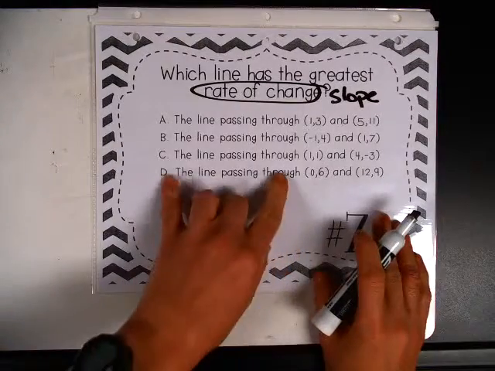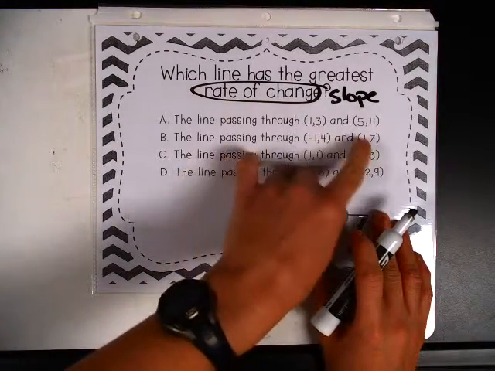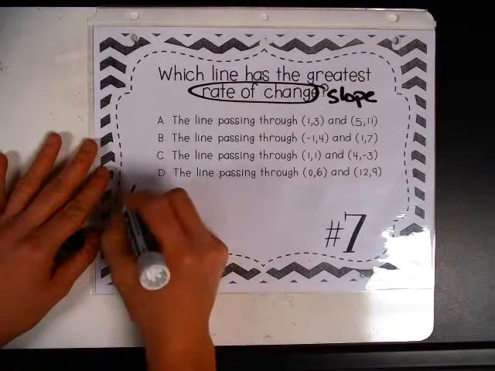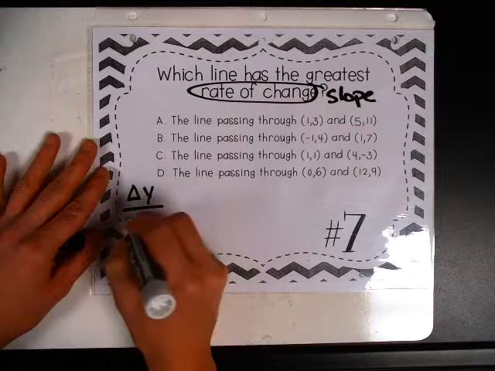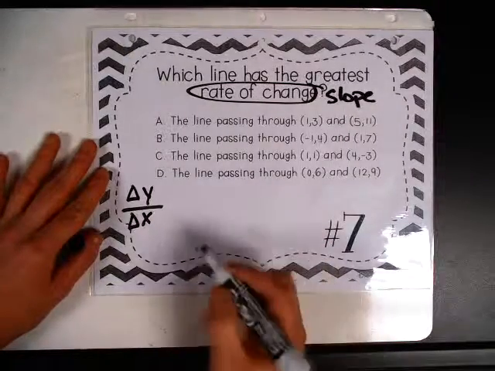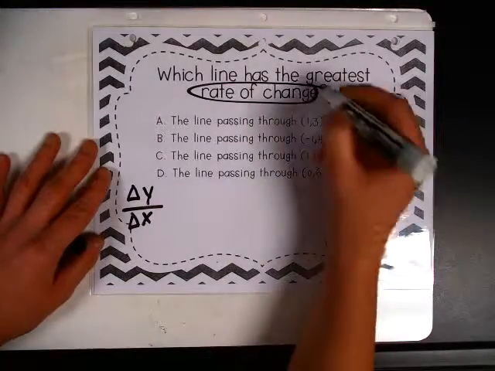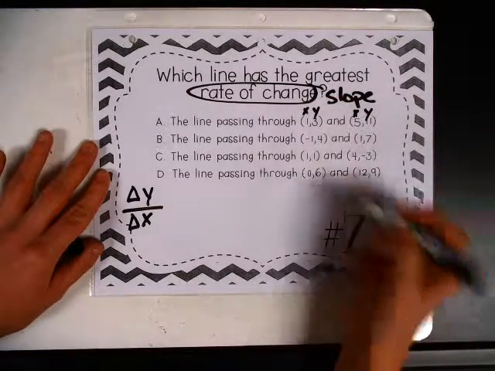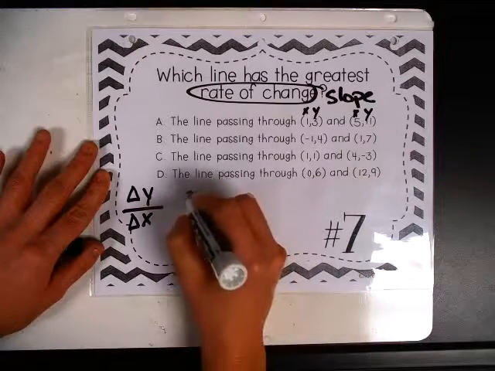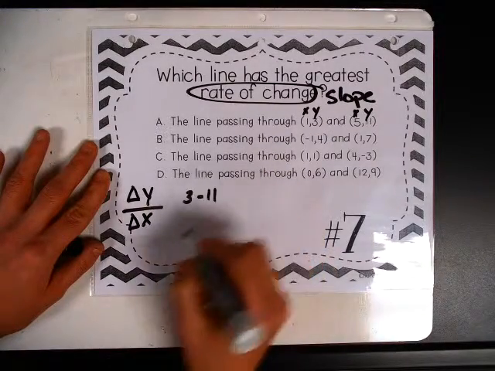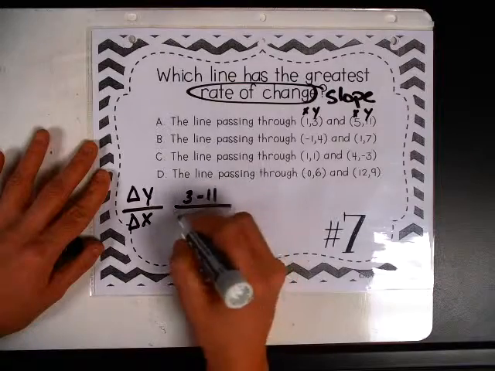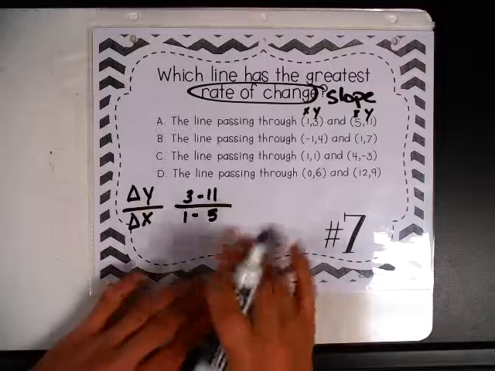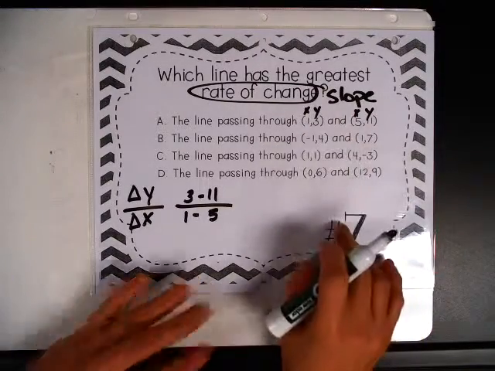Okay, how to remember how to find slope when you have 2 points. Remember, it is change of y over change of x, which means you have to subtract x and y. So this is your x, this is your y, this is your x, this is your y. And so you're going to have to subtract them. 3 minus 11 over 1 minus 5. Okay? You're going to do that for each one of them and then figure out your answer.